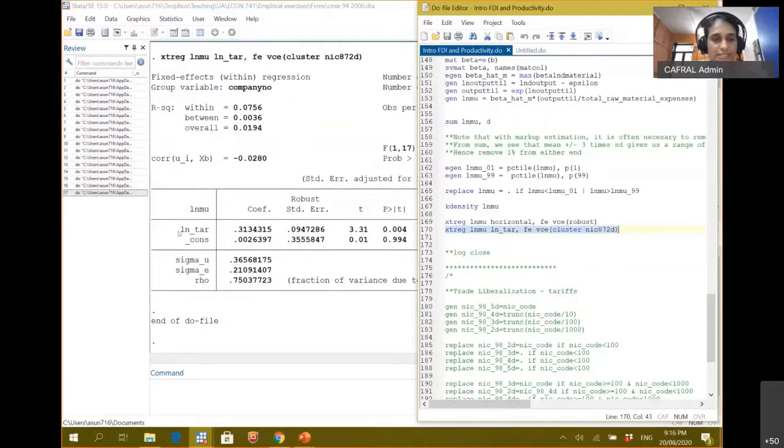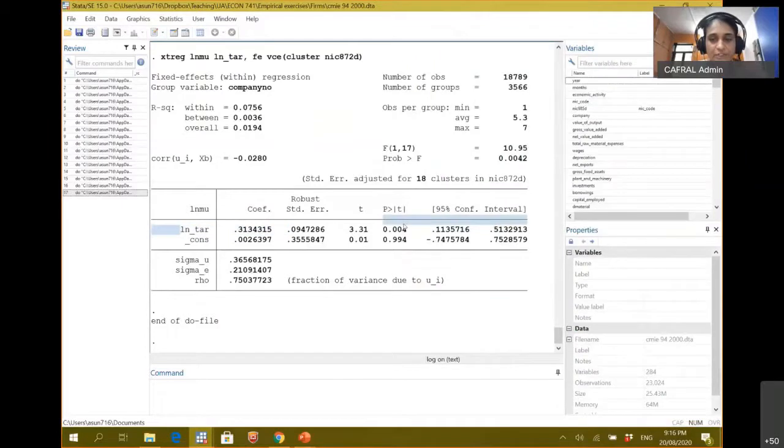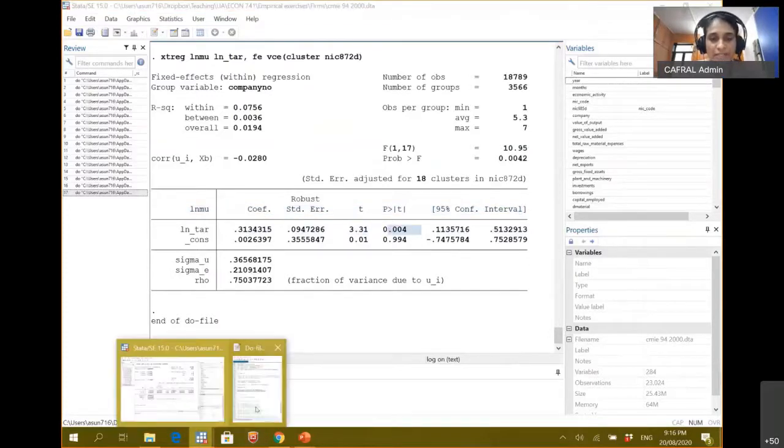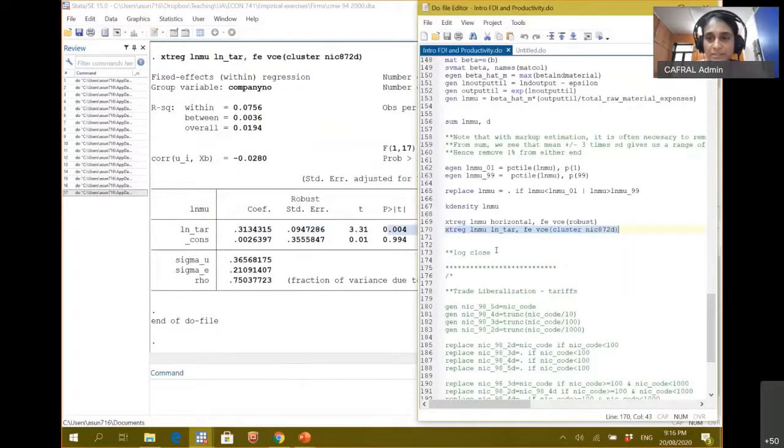And what you see is that is exactly the case, right? So a lower tariff is associated with a lower markup in Indian firms, and that effect is statistically significant, right? So the p-value is 0.004. So this actually provides some evidence for my hypothesis that maybe what we are picking up is just the markup effect. It is not really a productivity effect because we haven't estimated TFPQ.